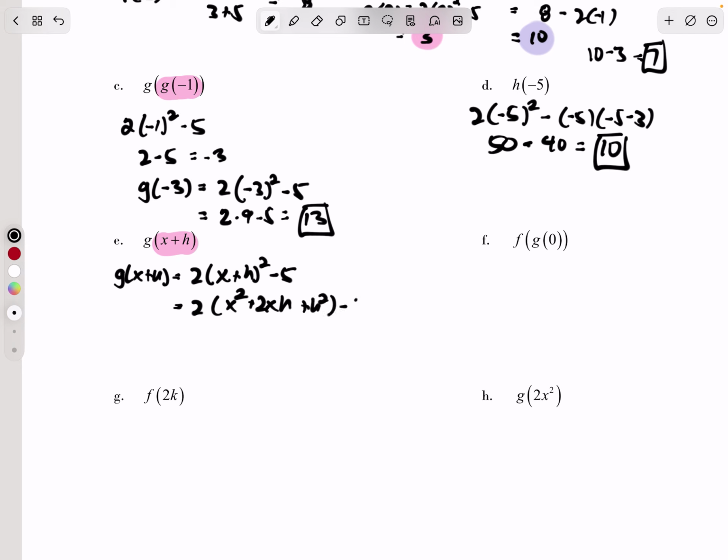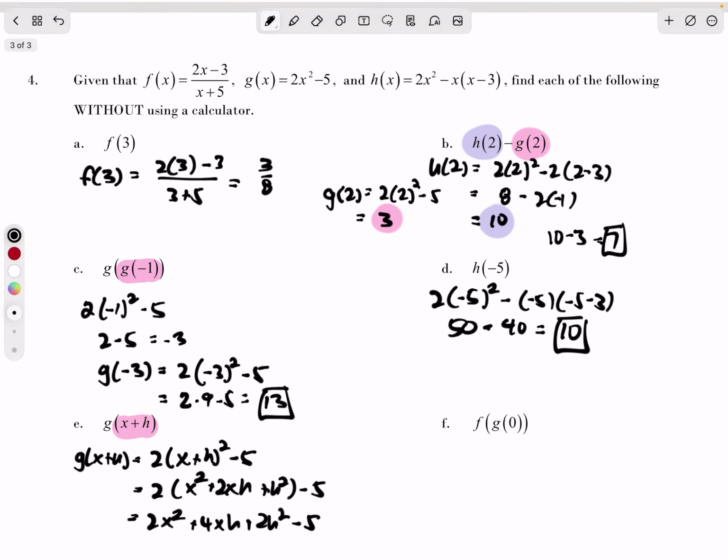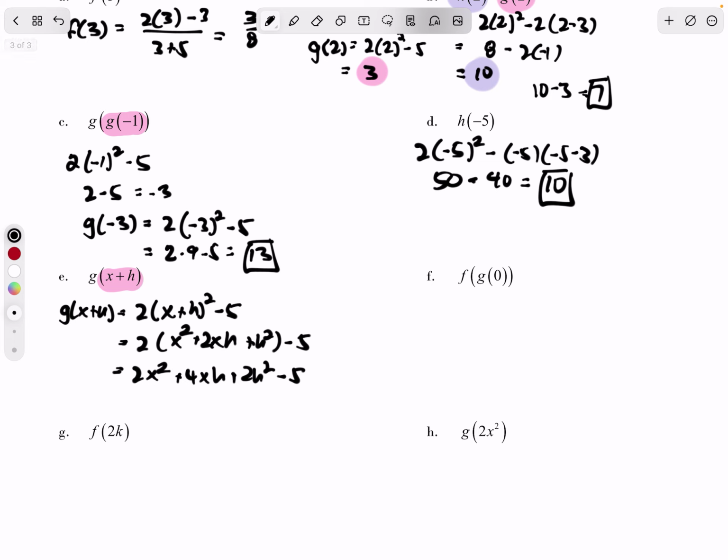So I hope you remember x plus h, when you square it, gives you x squared plus 2xh plus h squared, and then minus 5. If you don't remember that, I'd like you to remember that shortcut. And if you haven't learned it yet, just FOIL it out until you start to memorize that. 2x squared plus 4xh plus 2h squared minus 5 is the final answer.